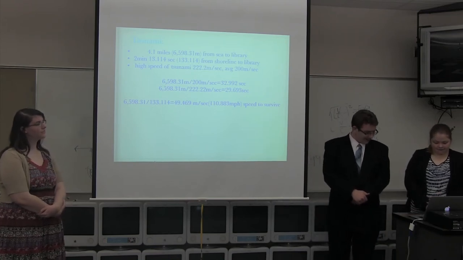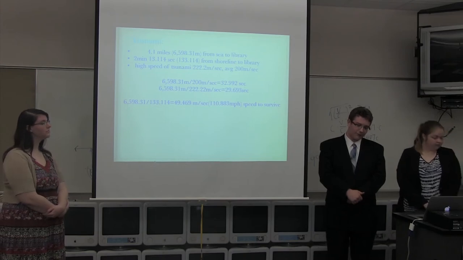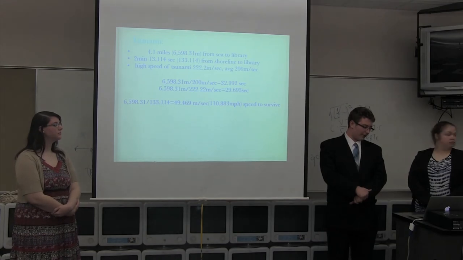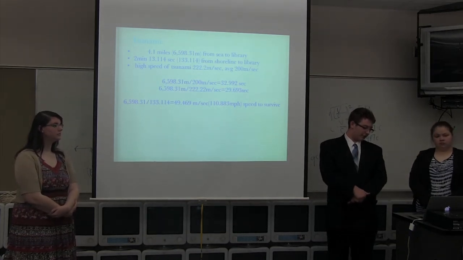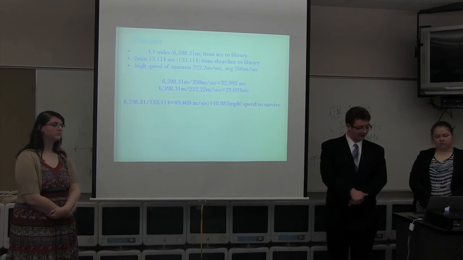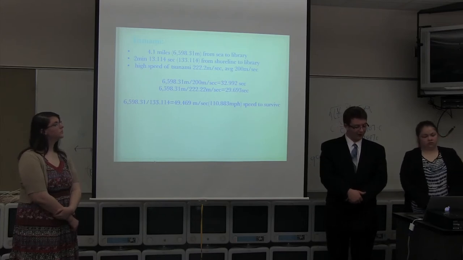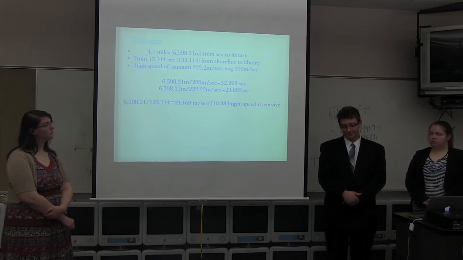So we wanted to find out how fast a tsunami would have to be moving for them to survive that time. So we took the distance from the sea to the library and divided by the amount of time that the sea took, which is 133.114 seconds, and found that the tsunami would have to be moving at 49.469 meters per second, which is about 110.883 miles per hour, which is about half the average speed.